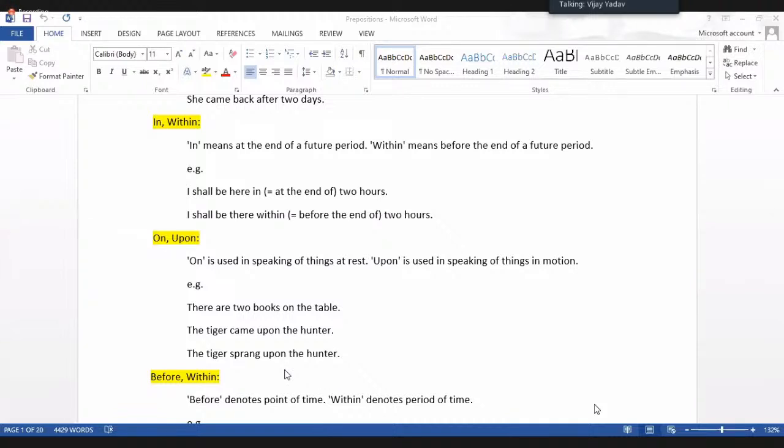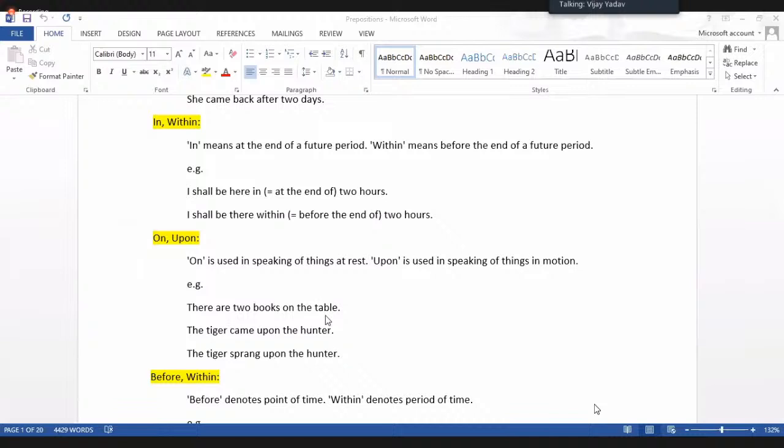So here the tiger came upon the hunter. It means the tiger attacked the hunter. The tiger sprang upon the hunter. It has also the same meaning. The tiger attacked the hunter. So here what we find? Motion. But here, no motion, rest position. So that's why there are two books on the table.